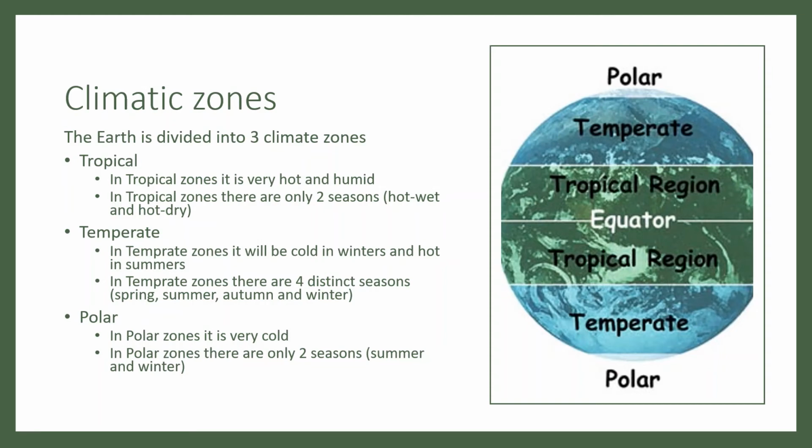Third, polar. In polar zones, it is very cold because it's close to the poles. In polar zones, there are only 2 seasons, summer and winter.